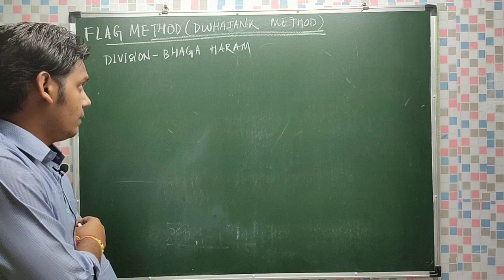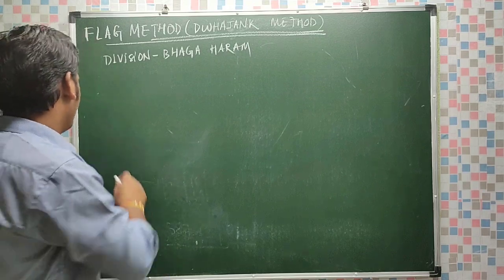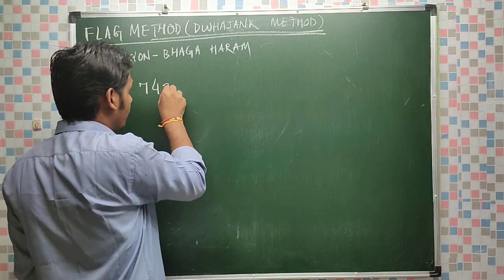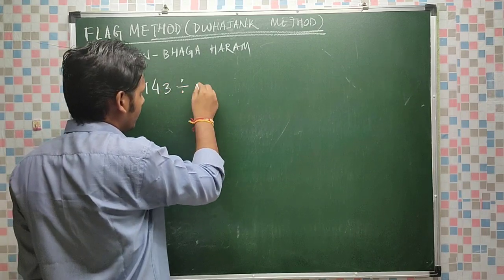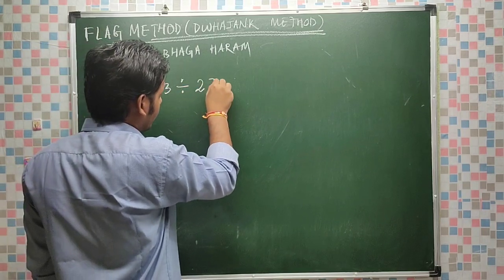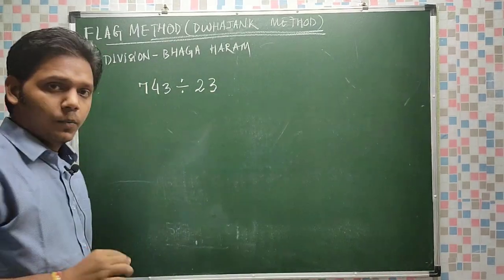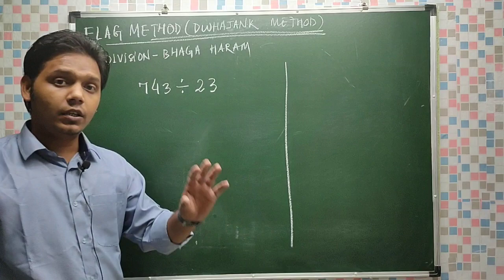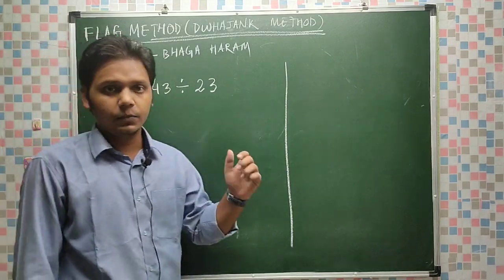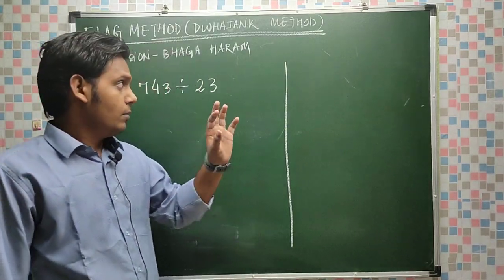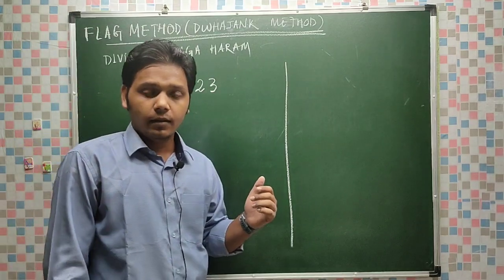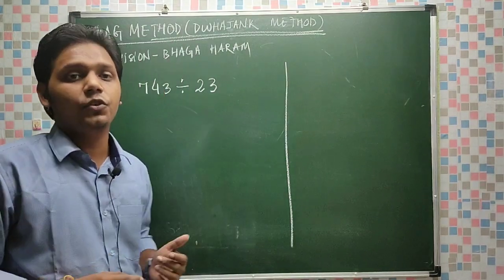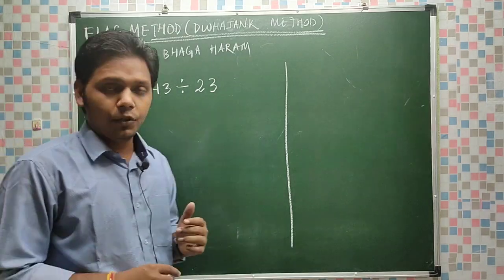So let us see how to do any number. Suppose 743 divided by 23. So terms you have to remember. And one more thing, you have to watch the video properly, because different kinds of numbers are there, and for that purpose you have to use different methods and strategies. So you have to watch the video properly.